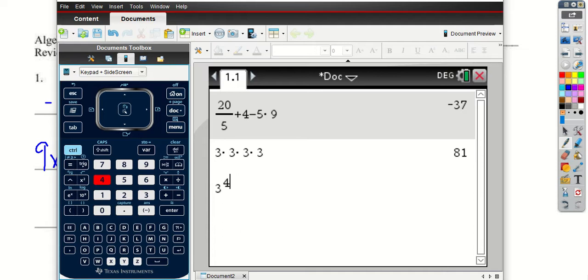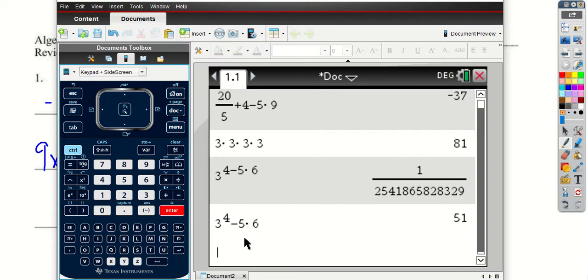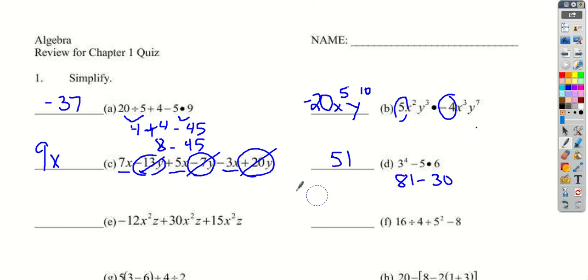You can type it in just like you see it. So 3 to the 4th minus 5 times 6. Oops, careful. If you notice, all this stuff is actually in the exponent spot. So 3 to the 4th, press the arrow to the right, and then minus 5 times 6. See how this is a little bit different? And that's 51.